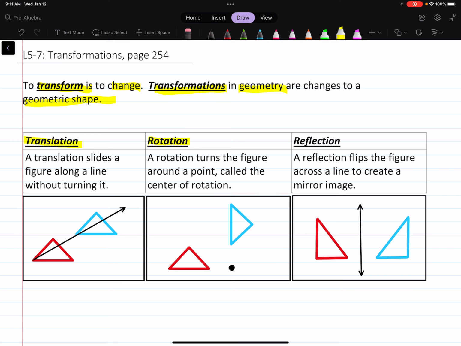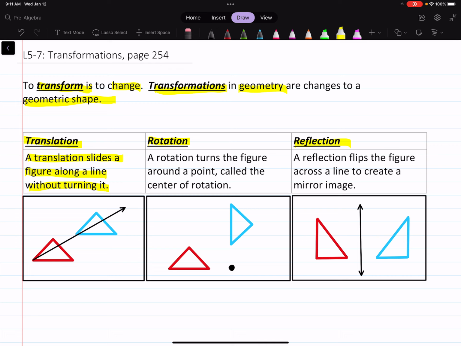translation, rotation, and reflection. First one is translation. And a translation is a simple movement of a figure along a line without turning it. So the shape doesn't change or move in any way except that it moves along a linear line.